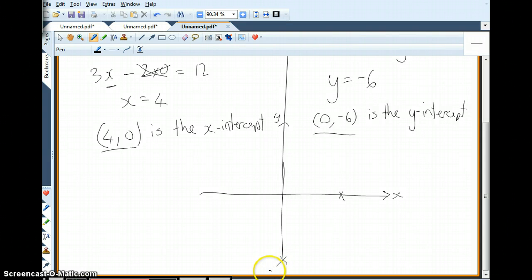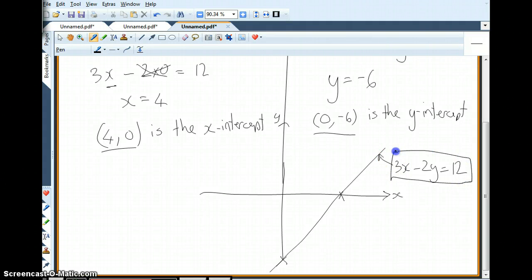Get your ruler out. And draw the straight line of 3x minus 2y equals 12. Okay, so it's a new method of drawing a line that is written in that format. The alternative would be to make y the subject. Okay, I'll do that quickly for you.